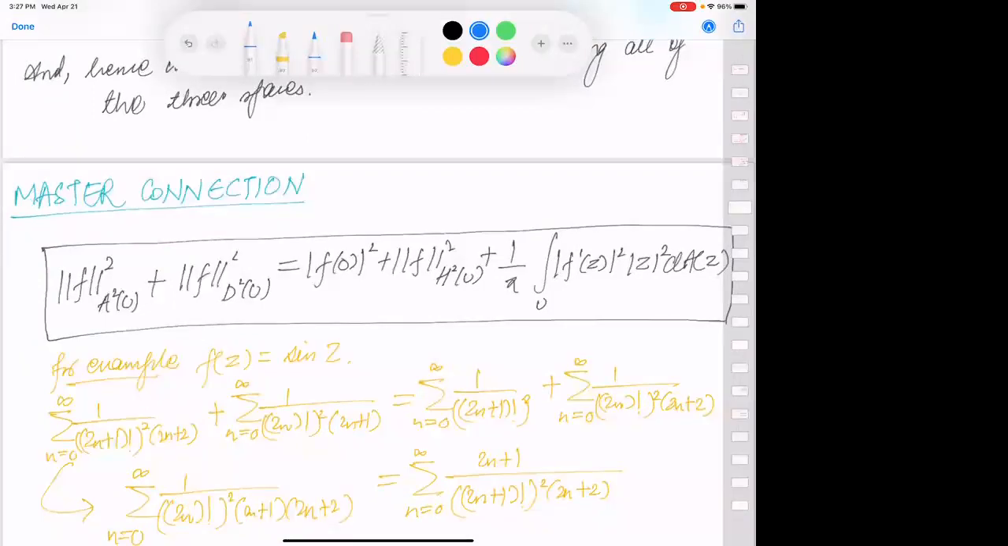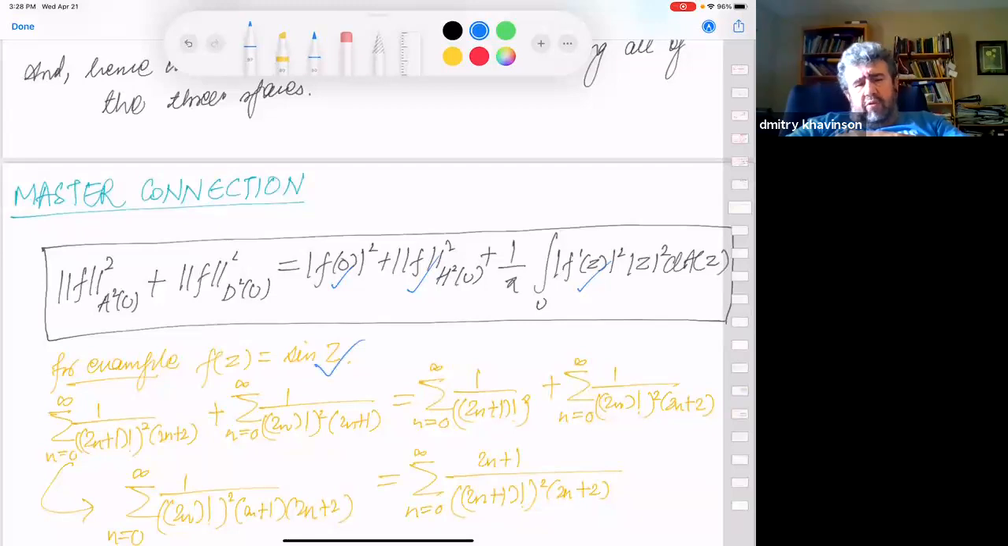So the summation of the Bergman and Dirichlet norm is going to be the summation of these three things: the absolute value of f of 0 squared, plus the Hardy norm, plus 1 over pi times the integral over the unit disk of the absolute value of f prime of z squared, multiplied by absolute z squared, with respect to area measure. I thought maybe this is good for these tricks, to implement with any holomorphic function, some entire function. So I played with this equality with sine z.